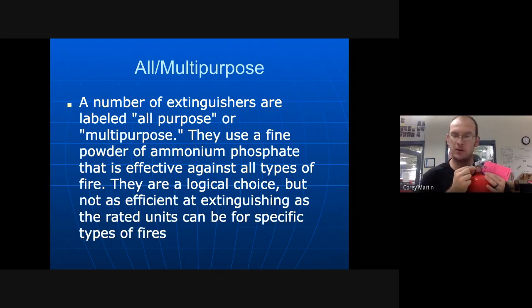If it's over here, it's already been used. It's not going to work if it's undercharged or if it's overcharged. So that's what this tag represents. If it's not okay to use this, they're going to take it out of service and they're going to put another one in its place.